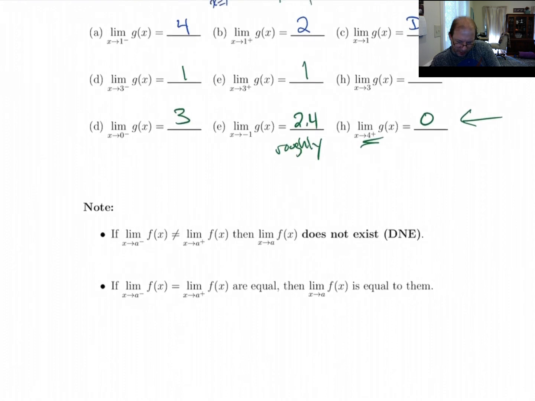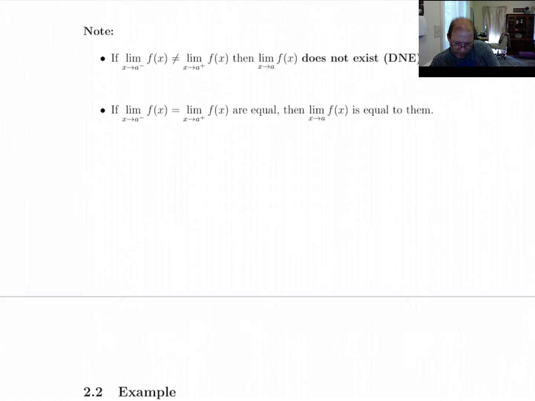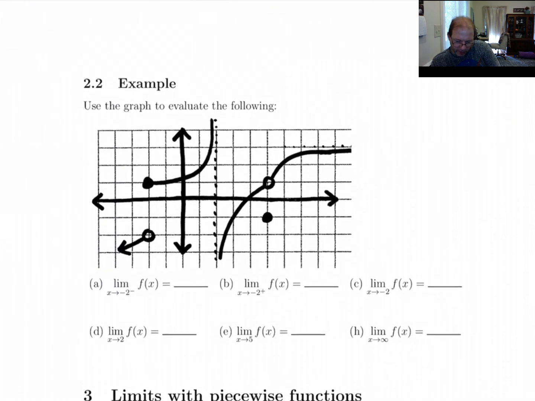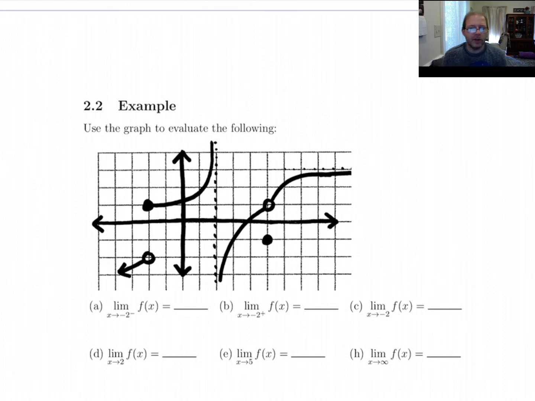This next example is very similar to that. You might want to pause the video and work these out for yourself and then unpause and check them.